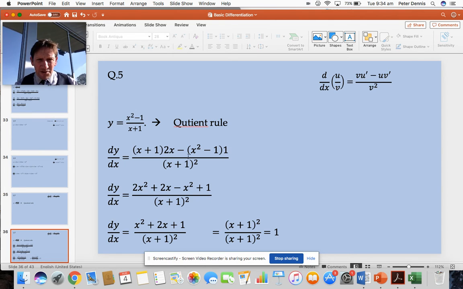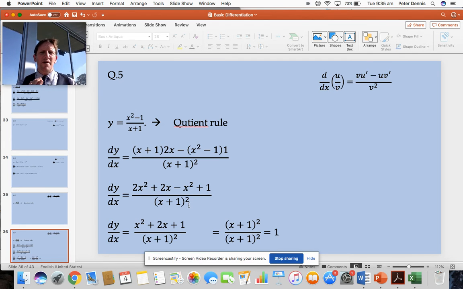And again, you've just got to be careful with this minus. This minus is going to make this a plus 1. So down here, that's where this plus 1 comes from. Minus x squared plus 1. This becomes 2x squared plus 2x. So what we get is this.